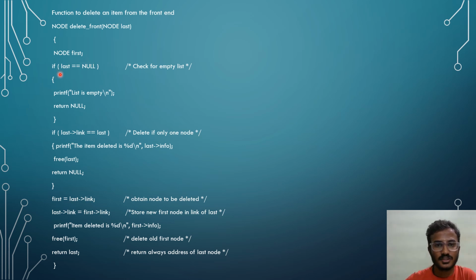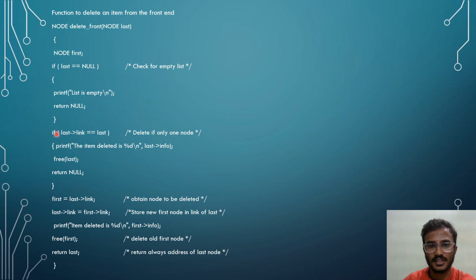If last is equal to null, it checks for the empty list. If last is null, it means the list is empty. We have to print that the list is empty and return null. As there is an empty linked list, we should return null.